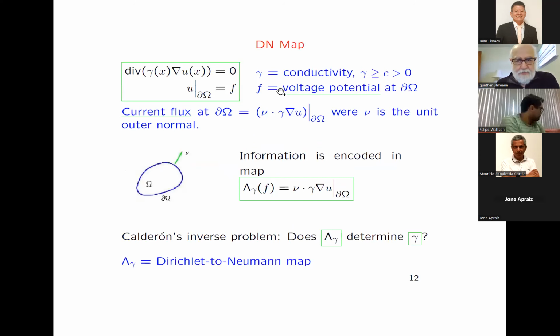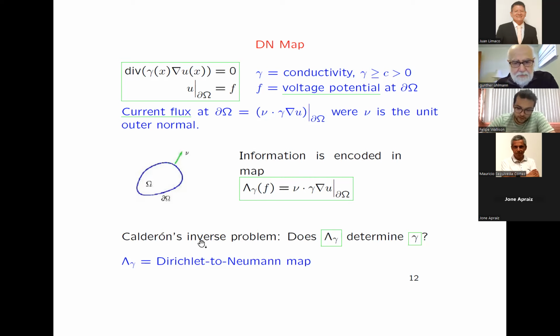And the conductivity is assumed to be positive, and you input a voltage potential on the boundary, and the current flux at the boundary is the normal component of the current. So nu is the unit outer normal. And the information is encoded in the map that sends the voltage potential on the boundary to the induced current flux at the boundary.